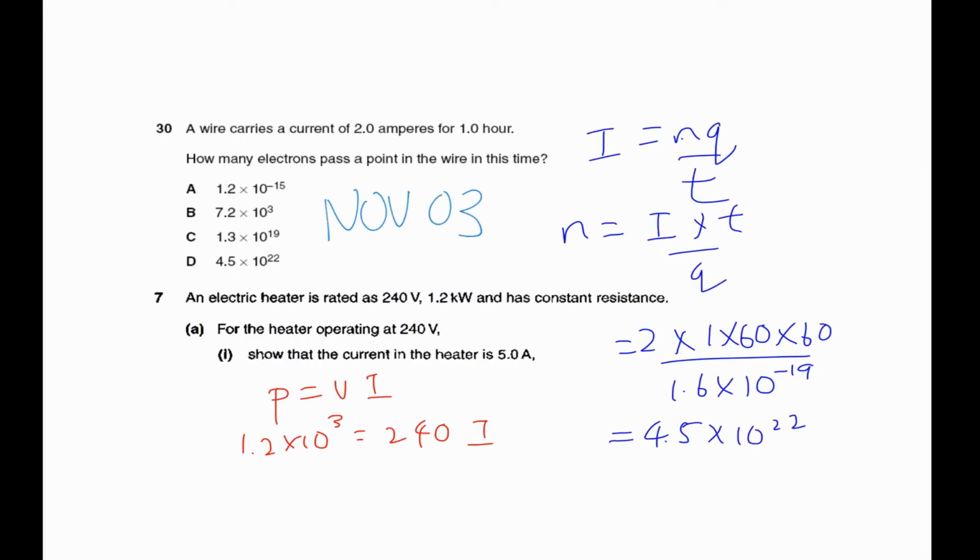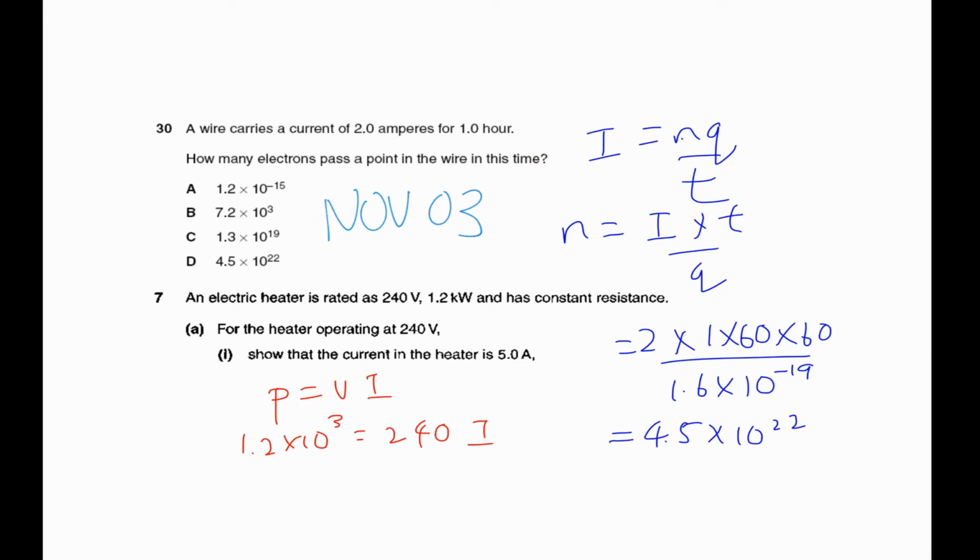They gave you the current and they gave you 1 hour and they ask you to find the number of electrons. So number of electrons means you got to split your current. And anyway, do you realize your current is constant? So your current is constant, so I equals NQ over T. N is your number of electrons times the charge of each electron. So you want the number of electrons in 1 second. Not only 1 second, in 1 hour.